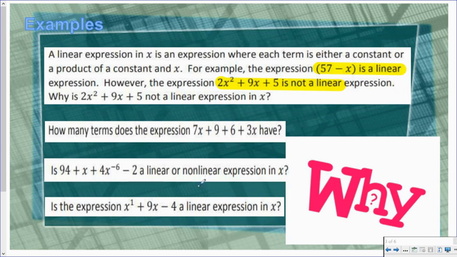Okay, so a linear expression in X is an expression where each term is either a constant or a product of a constant and X. So for instance, we have the quantity of 57 minus X. So here's our constant, and then we also have X. So that would make that a linear expression. However, this expression, 2X squared plus 9X plus 5, is not linear. Why is this expression not linear?